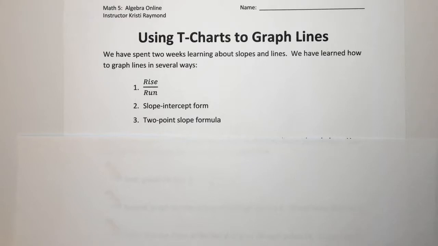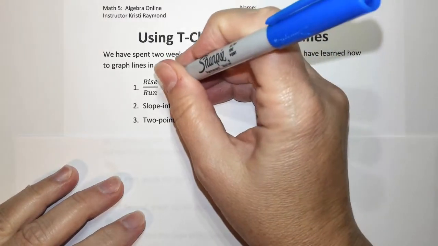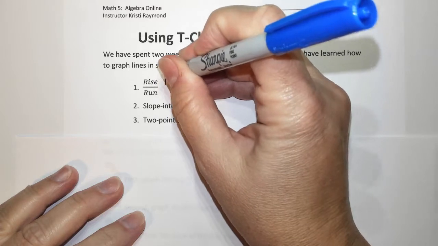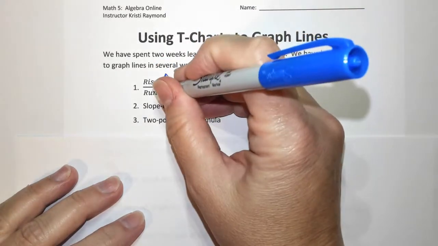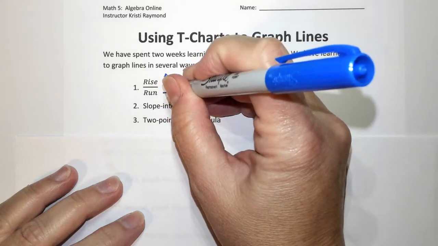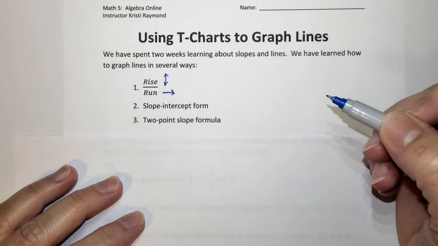We talked about rise over run, which is graphing the slope using the slope, which is the vertical change of the line, over the run, which is the horizontal change of the line as it moves left to right.